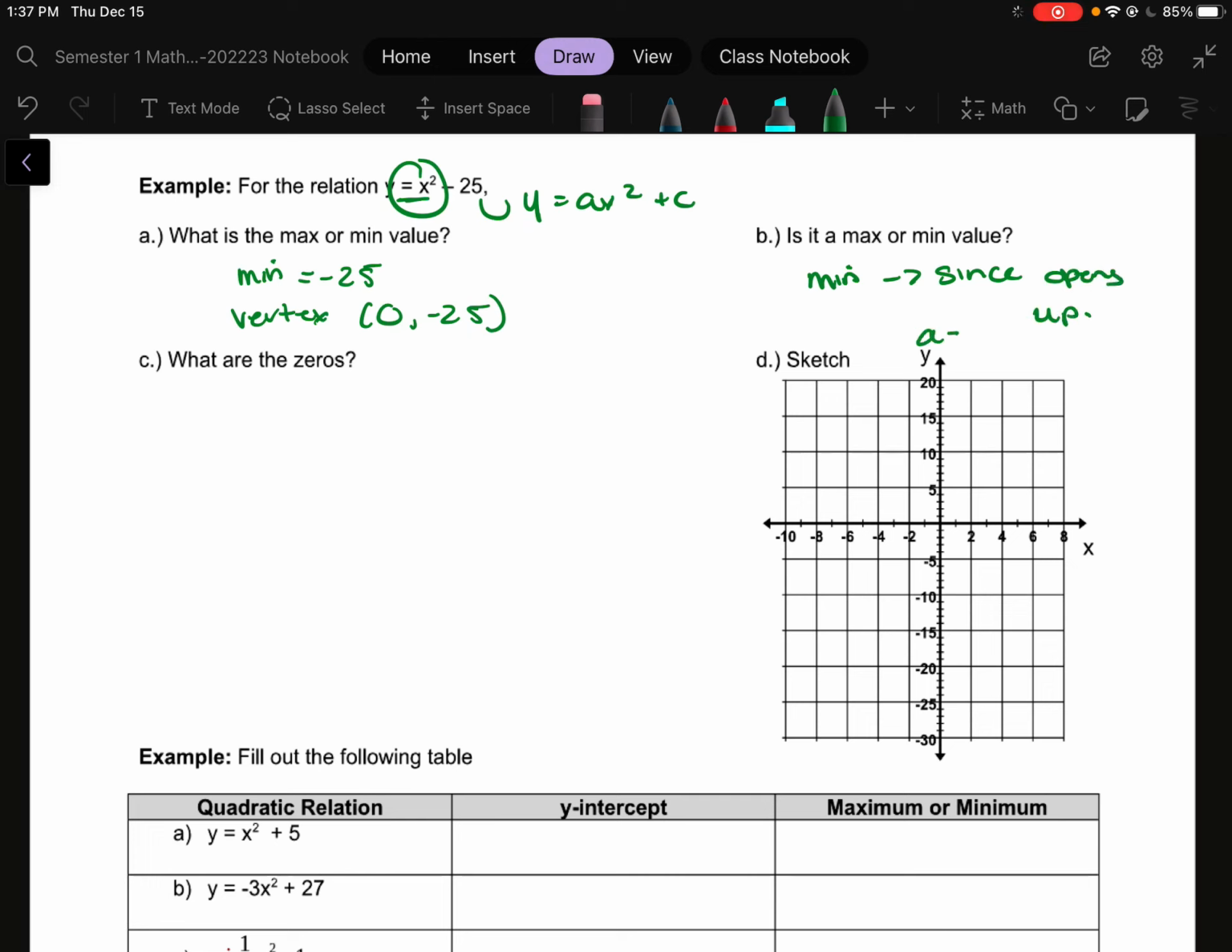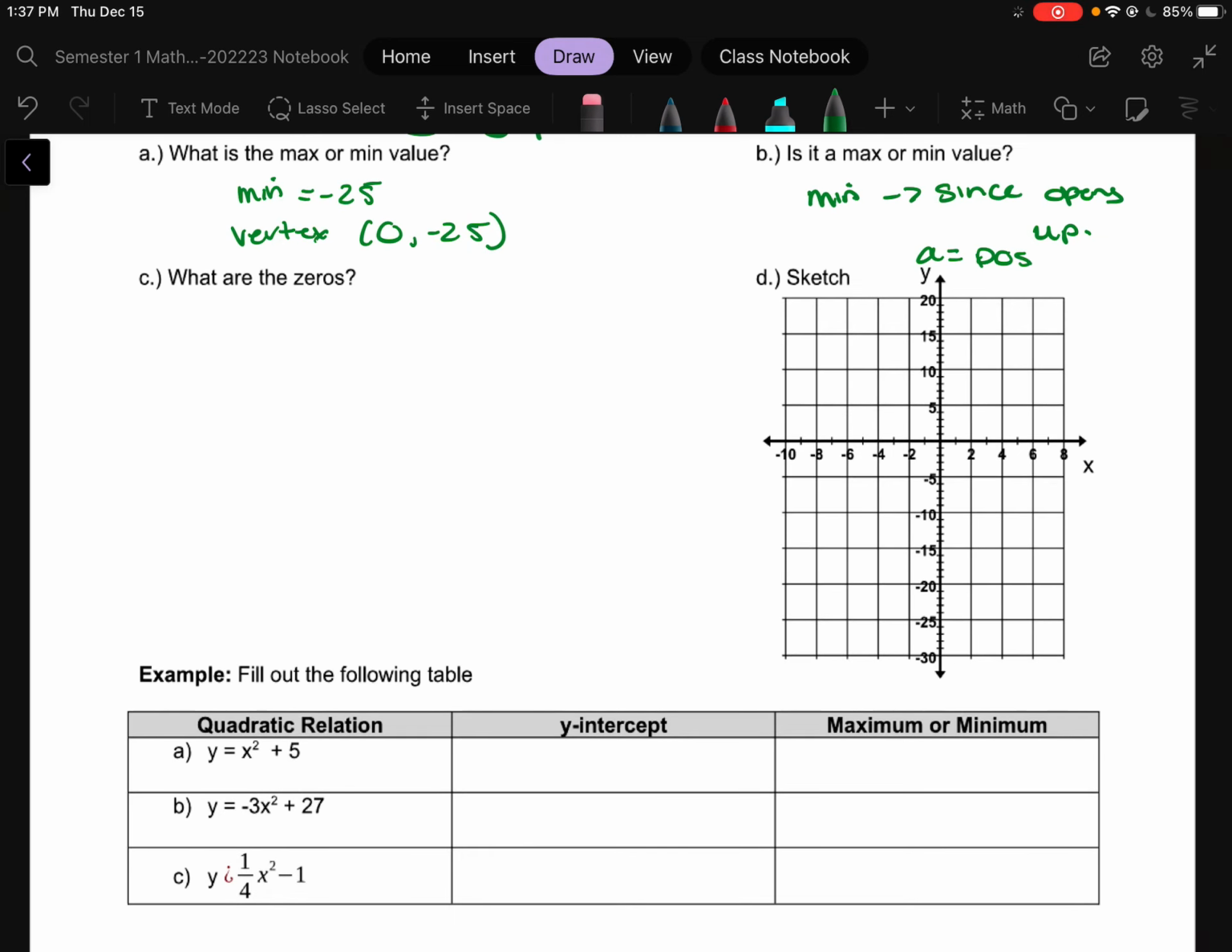Okay, because A is positive, therefore it opens up. Now for C, what is the zeros? So C is always our y-intercept, and zeros are always our x-intercepts. So therefore we need to look for our R and our S. And we learned about that yesterday.